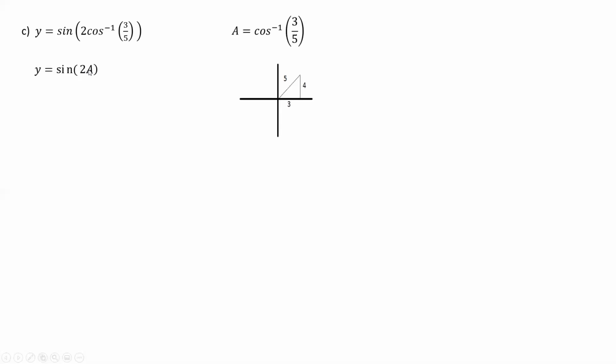Sine of 2A. Oh, I think we know that formula too. 2 sine A cos A. No B's involved. That means this is actually quicker. The sine of A, y over r, cosine of A, x over r. Let's work that out. Gorgeous.